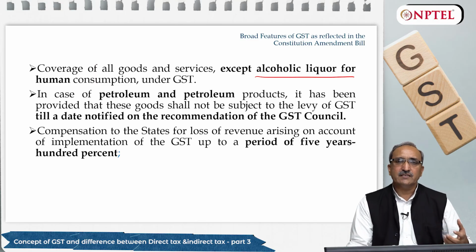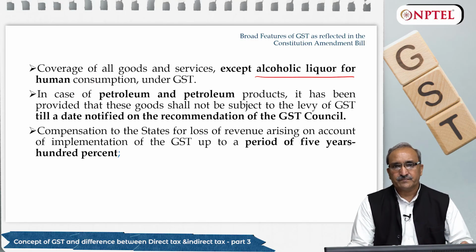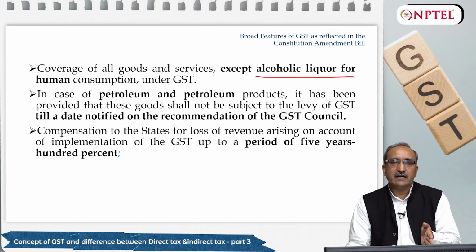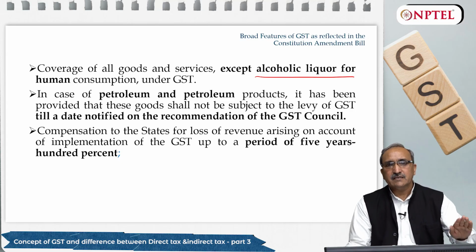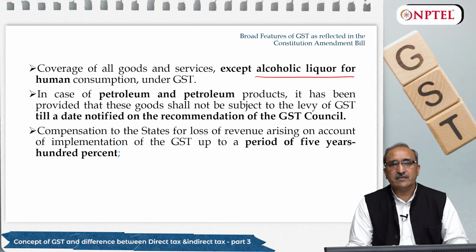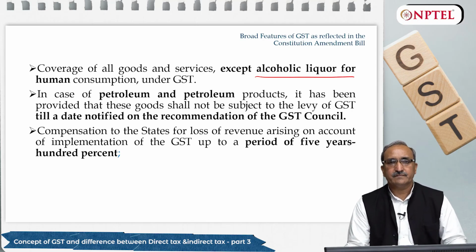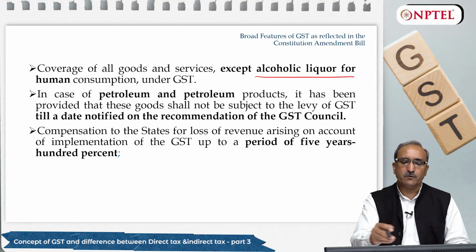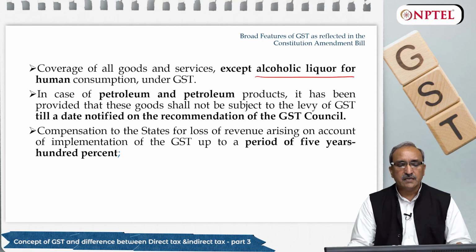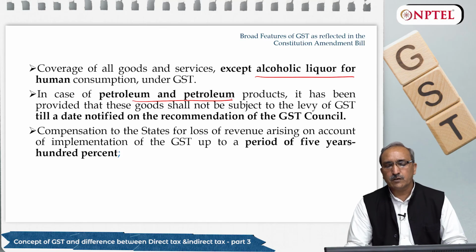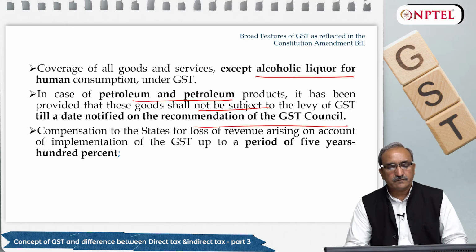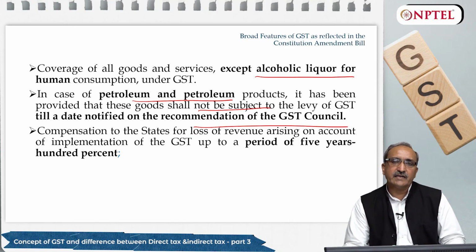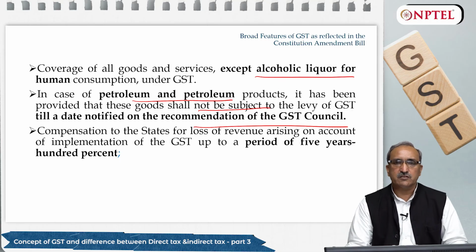So to build confidence in the state governments' minds, real estate, liquor, diesel, petrol were kept outside the purview of GST, so that they may amend their respective laws as per the requirement to make a balanced economy in their state. That is why these products were kept outside the purview of GST, and in the case of petroleum and petroleum products, it says it will be notified, it will be covered under GST only when the GST Council thinks so.